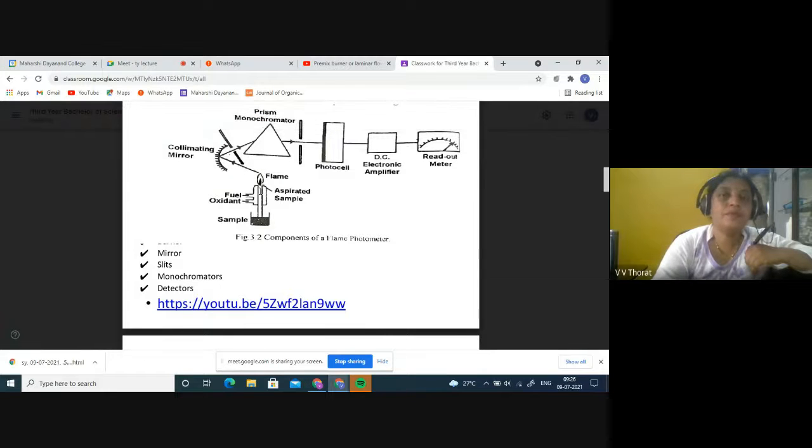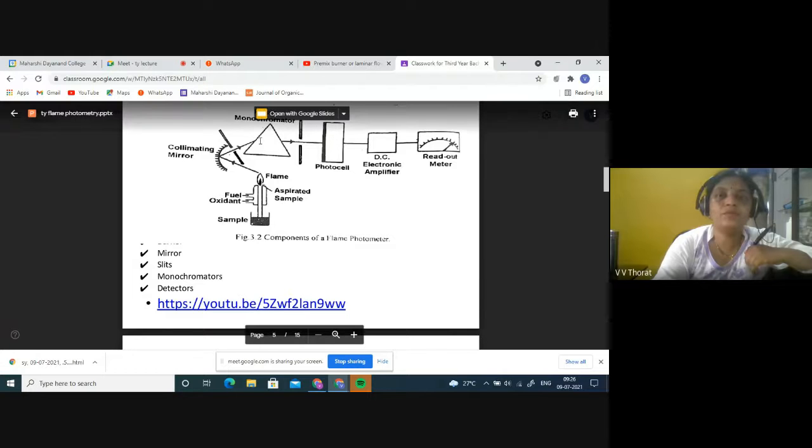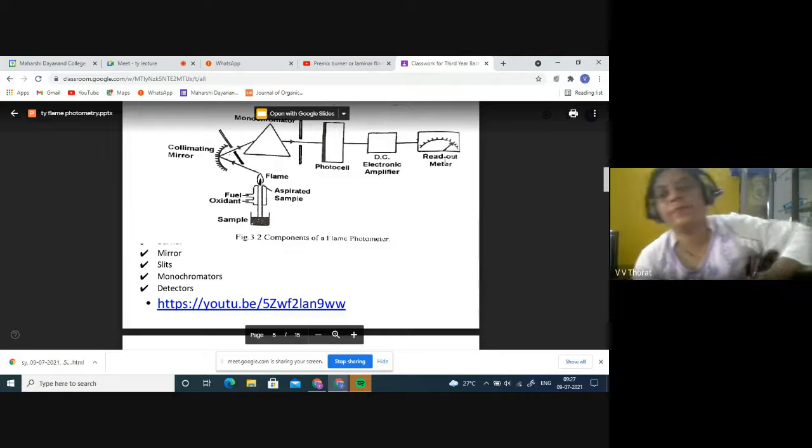Suppose I'm taking here, you are emitting a bluish green. The collimating lens will collect the radiations from the flame and direct them to the monochromator through the entrance slit. Monochromator will allow only a particular wavelength light to fall on the detector. Suppose bluish green and you adjust the monochromator to 550, so only the blue light will fall on the detector. The detector is a photocell which will convert the light energy into the electrical energy, which is amplified and recorded.